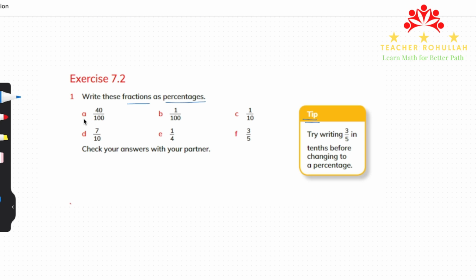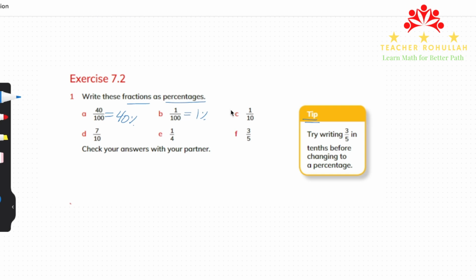The first part of this question, part A, has the fraction 40 hundredths. This means that out of 100, 40 of them are taken. So percentage is based on 100. In this case, we can write that this fraction is equal to 40%. In part B, we have 1/100. This is a unit fraction, and this shows 1%. It means out of the 100 equal parts, one of them is taken.